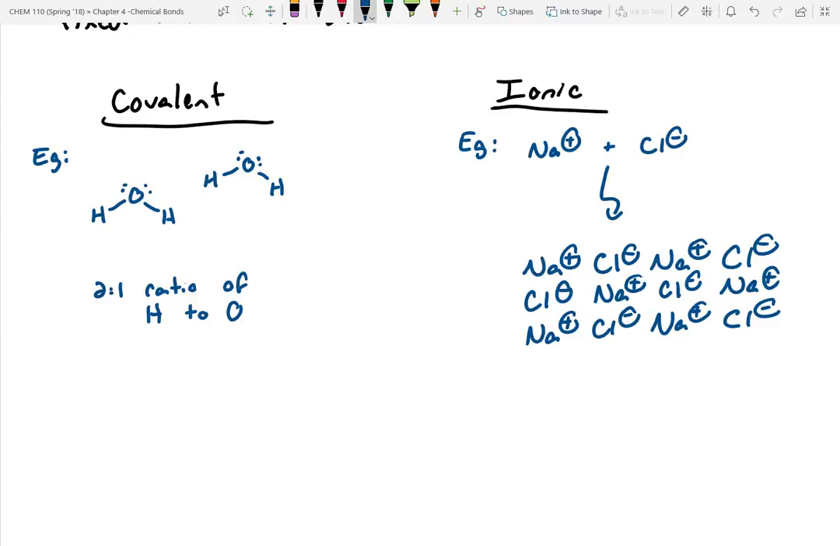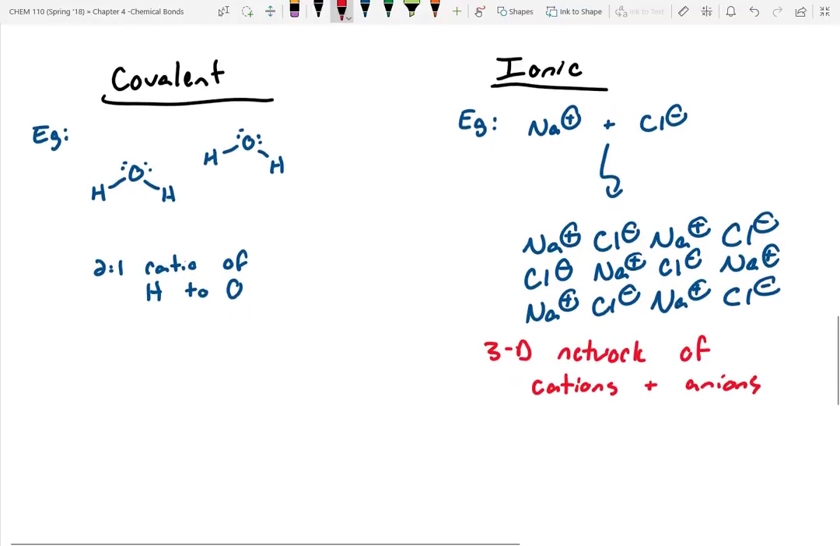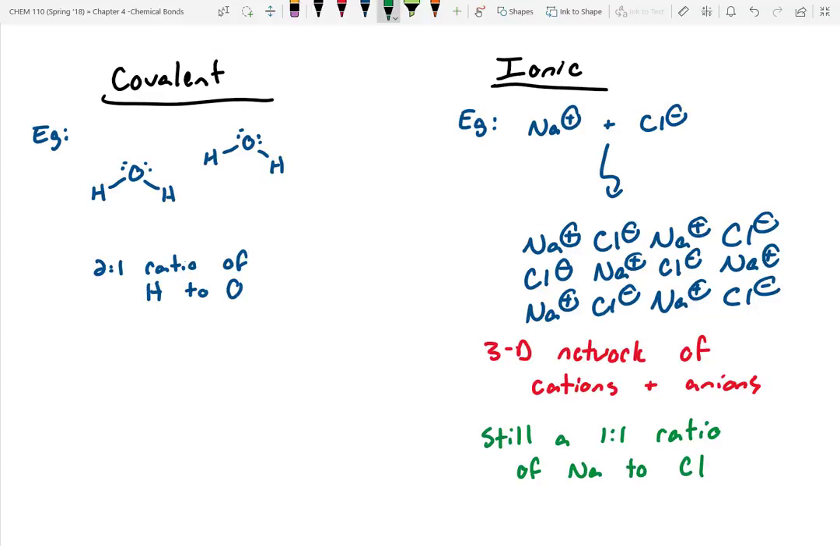So you guys kind of see that? So the big thing to note is that it's a 3D network of cations and anions. However, the ratio is still 1 sodium to 1 chlorine. So it's still a set ratio of defined proportions. So the law of definite proportions applies to both covalent compounds and ionic compounds, but they're very, very different in how they behave, right? Covalent compounds can kind of float around. Ionic compounds are like a brick wall. They just don't move. All right?